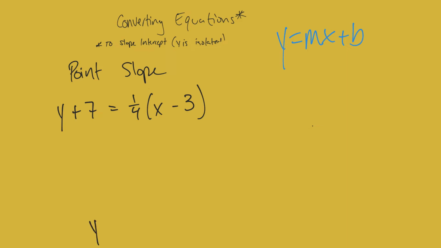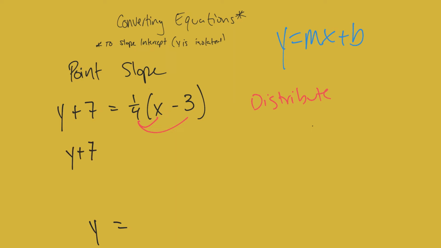Again, our goal is to get y by itself. In order to do that, I would need to subtract 7 at some point, but I can't subtract 7 from this side because it's not simplified yet. I don't know what to subtract 7 from. So before I even subtract 7, I'm going to use that distributive property. I'm going to distribute the 1/4 to both terms inside the parentheses.